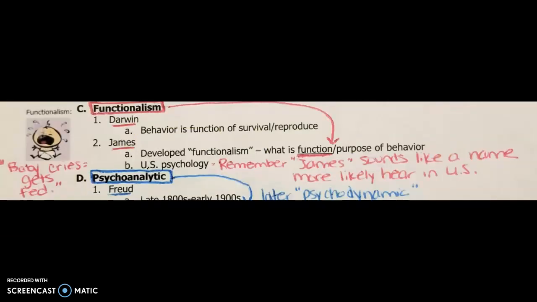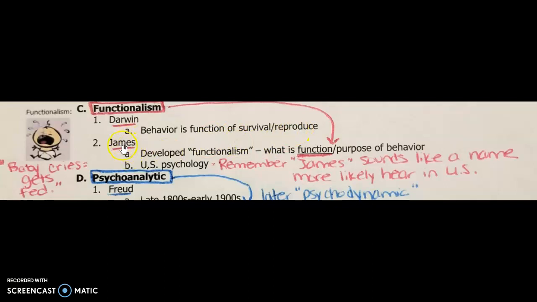Now, another theory that came about after structuralism was functionalism. And this one was based on Darwin's work. Darwin's work had to do with survival of the fittest. We have behavior because it serves a function. It helps us to survive. It helps us to reproduce.